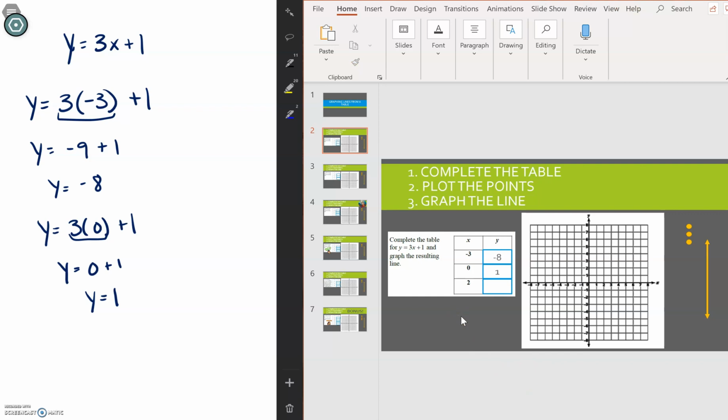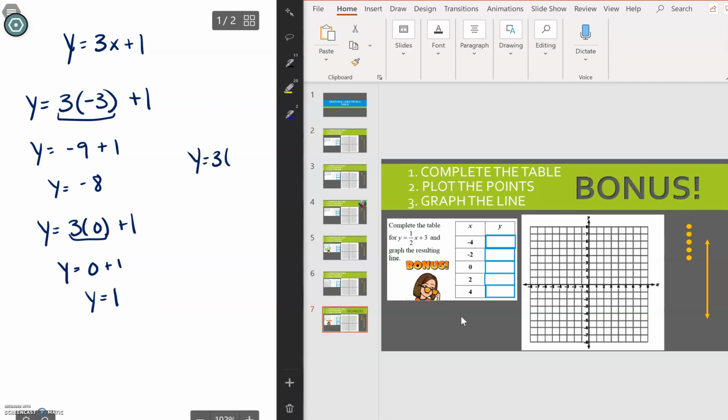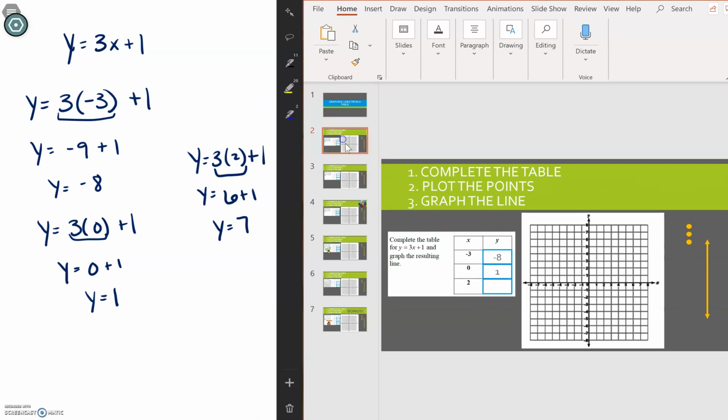And our last x value that we need to evaluate this equation at is 2. So we have y equals 3 times 2 plus 1. And y would equal 3 times 2 is 6 plus 1, and 6 plus 1 is 7. Whoa. So make sure our box is selected and type in our value.